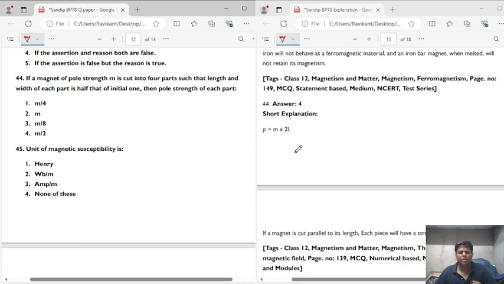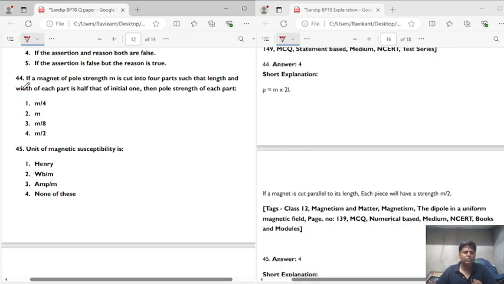Let's come to question number 44. 44 says if a magnet of pole strength M is cut into 4 parts such that the length and width of each part is half that of initial one, then the pole strength of each part will be. Okay, see what has been done is, suppose this is a bar magnet. If I cut this bar magnet like this, the pole strength will not change. By cutting it like this, what we have done is length is made half.